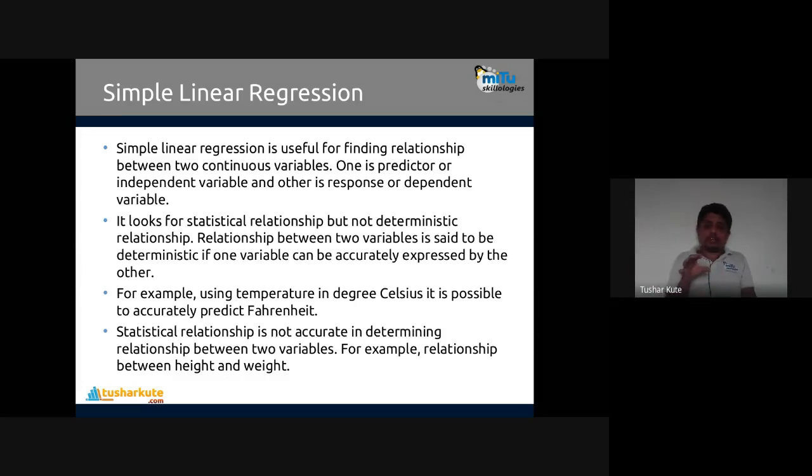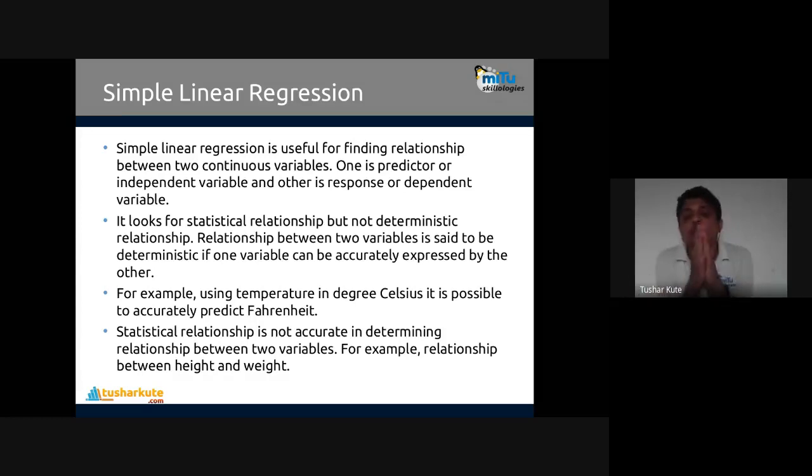A statistical relationship is not there. They have a relationship connected to a formula, and with that formula only they will go ahead. So a statistical relationship is not accurate in determining the relationship between two variables, like height and weight I told you. Ideal height and weight values are there, but it is not true every time. In machine learning, which I explained, we try to focus on accuracy, but the results are not always 100% accurate. They may be accurate to some extent, 90%, 80%, but not 100%. Not always possible, but okay.